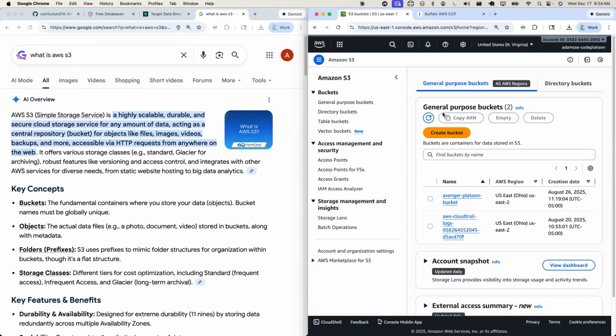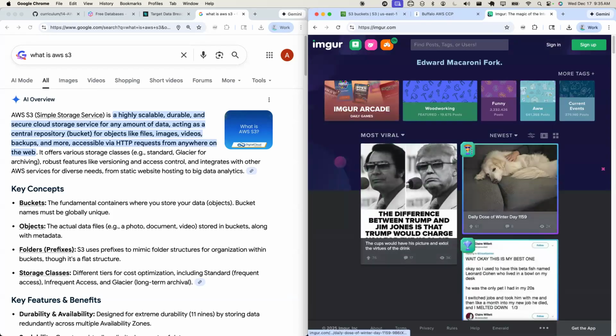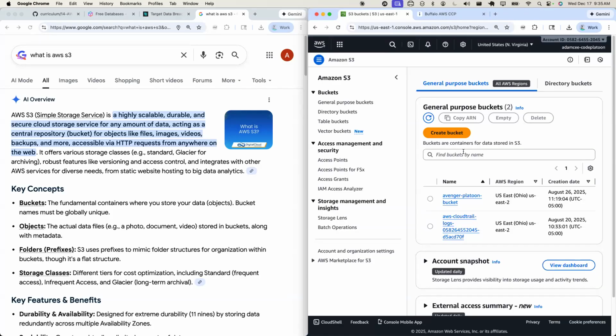So, a lot of the times, students for their personal projects might want to deal with image assets, and the question of where do I store those images comes up. You don't really put images in a database. So one use case for a simple storage service like S3 is as your image server. If you think about Imgur, where its job is just to share memes and images, you could use S3 for that, right?